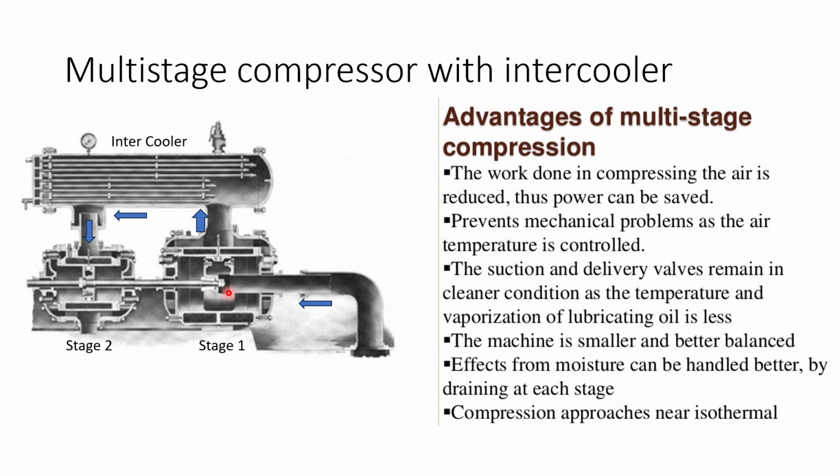On the right-hand side, we have the first stage of the compressor, and after the compression, the air passes through the intercooler, where the air is passing through the shell and the cooling water is passing through the tubes. After cooling, the cooled air now goes to the second stage for the compression.